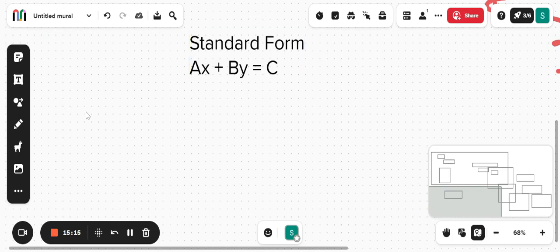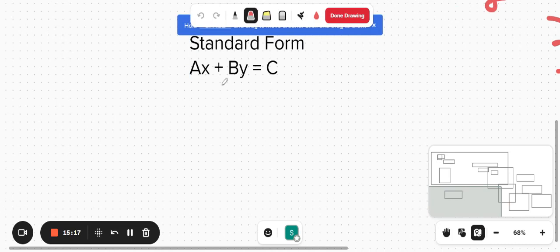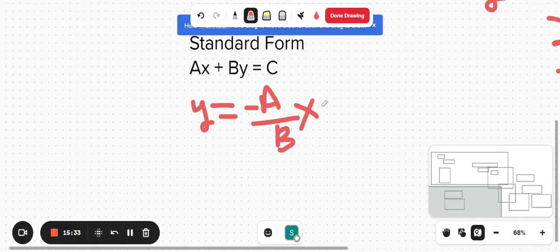Let me just write out the final form. It will look like y is equal to negative a over b, times x, plus c. So your c is your b value, negative a over b is your slope, and x is just x, and y is obviously just y.